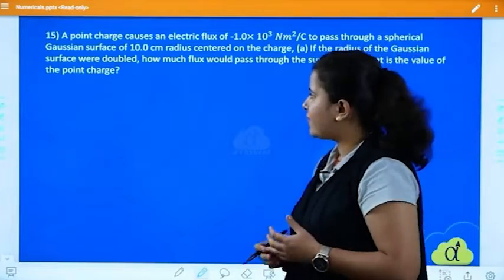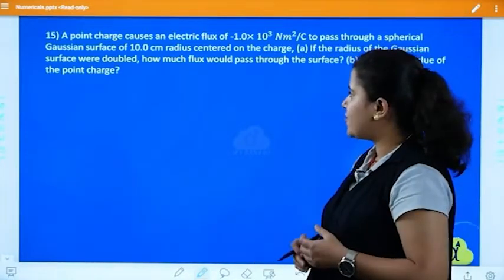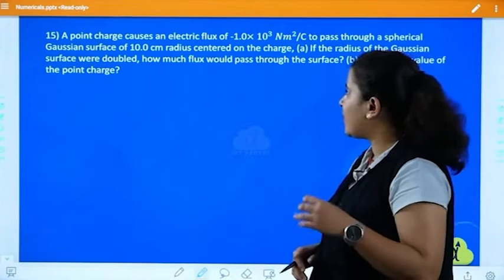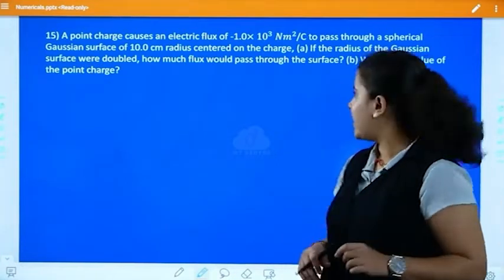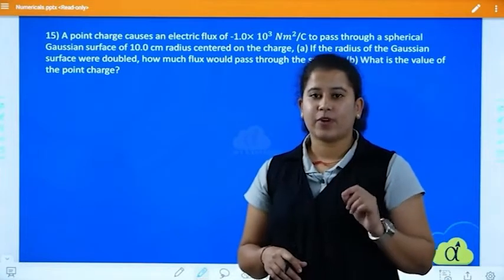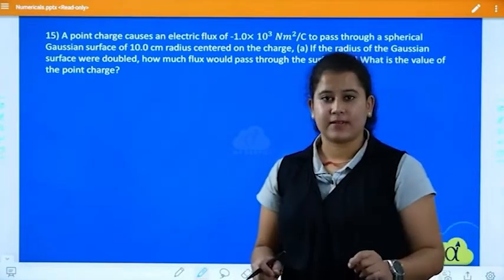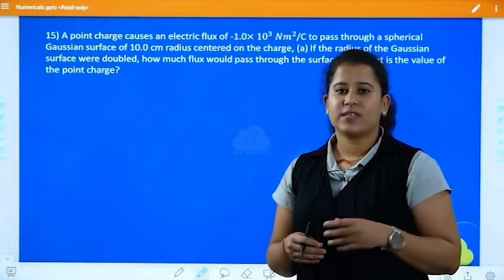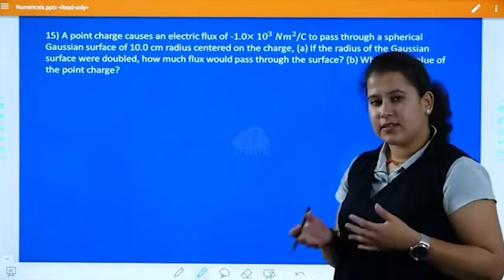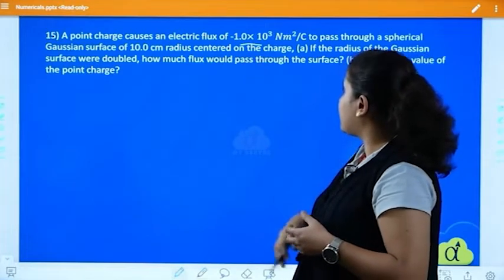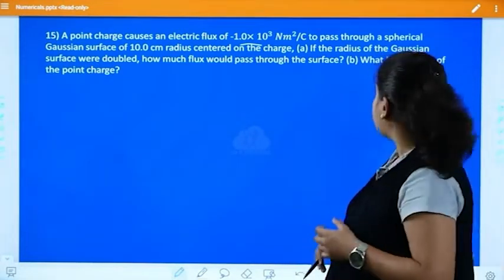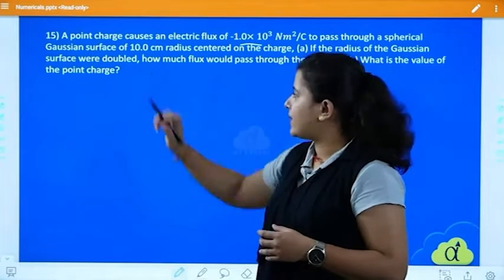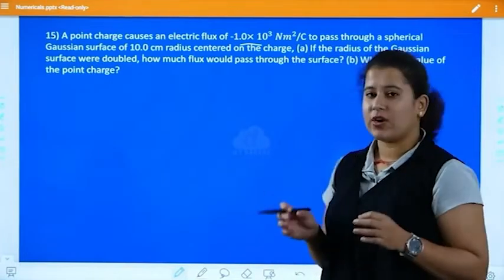It's the 15th question, and here it goes. A point charge causes an electric flux of minus 1.0 into 10 raised to 3 Newton meter square per coulomb to pass through a spherical Gaussian surface of 10 centimeters radius centered on the charge. You can see they have mentioned a minus, a negative sign, which means the flux is inward.